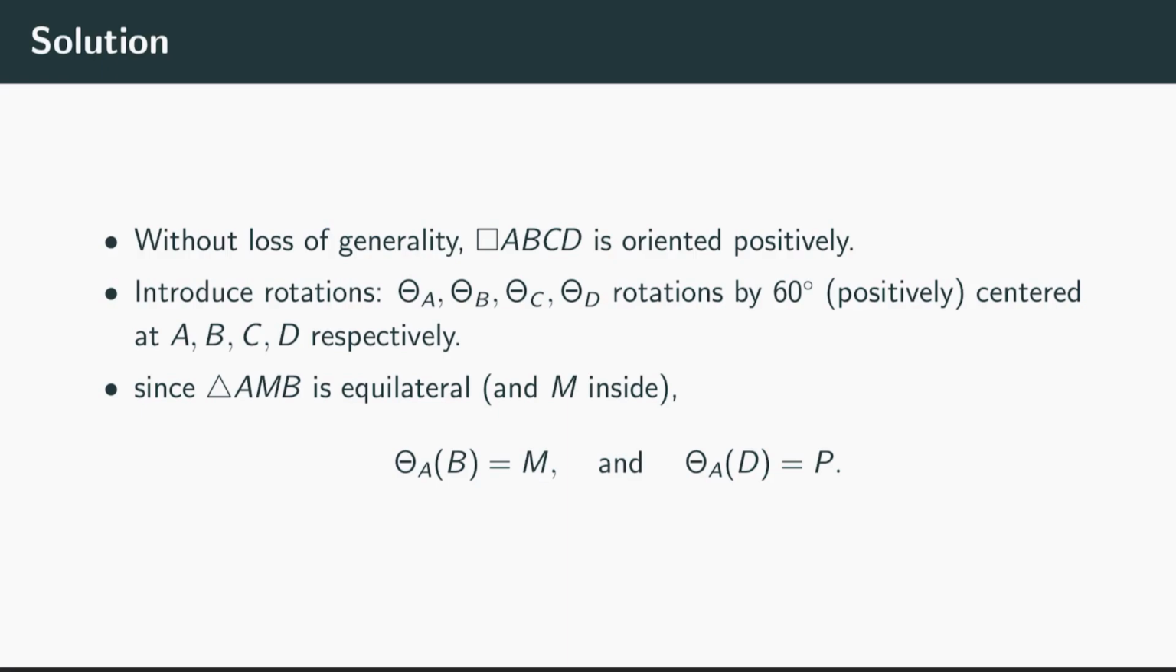Now, the triangle AMB is equilateral, and because of where M is placed relative to A and B, I now have that if I rotate B in the counterclockwise direction centered at A, I get the point M. And if I take the point D and rotate it with A, I get the point P. Okay, so here I'm using that triangle AMB is equilateral and triangle APD is equilateral. That's what I'm using to get this fact.